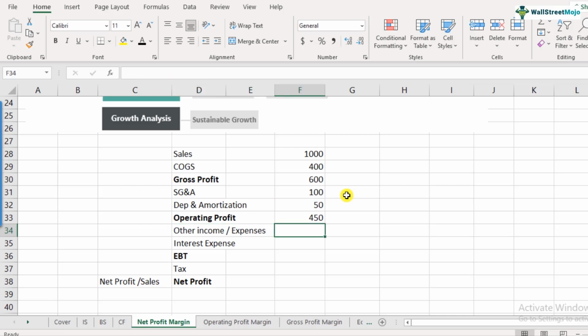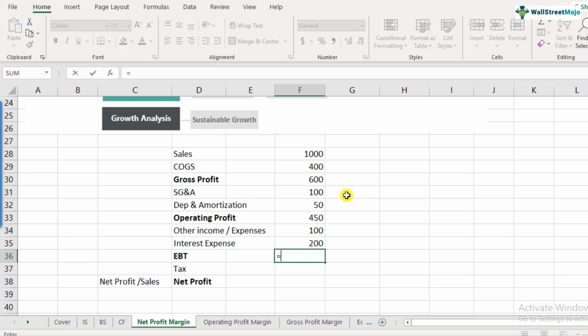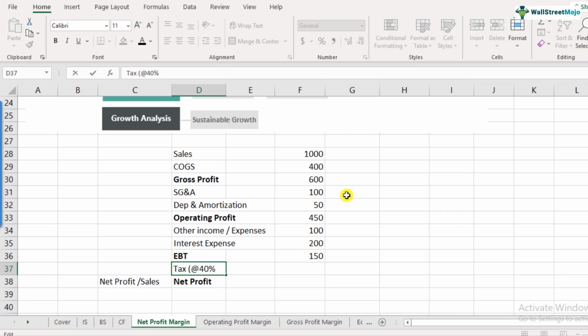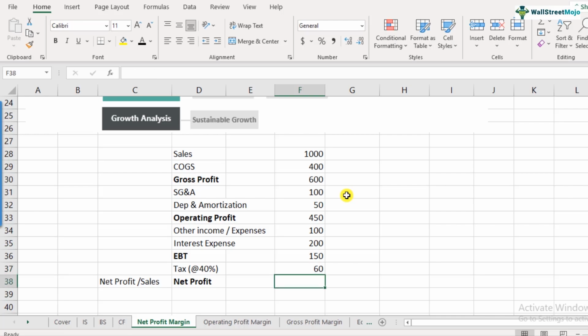Other income and expense, let's say it was expense, so let's say it was 100. Interest expense, let's say it was 200. So how much is that? Earnings before taxes, EBT, that is 450 minus 100 minus 200. Okay, so this comes out to be 150. Let's say tax is at the rate of 40%. So we get this multiplied by 40% will be the taxes. So it is 60. So the net profit comes out to be 150 minus 60, that is 90.